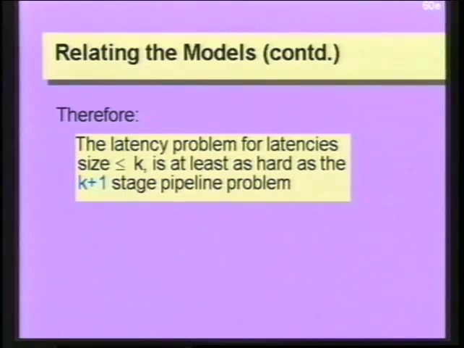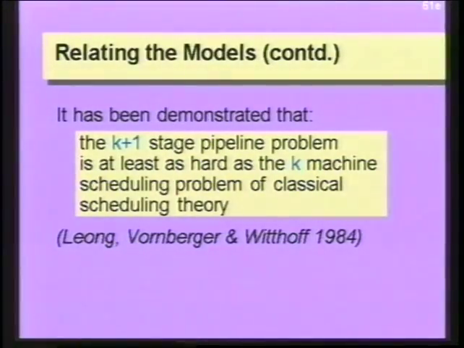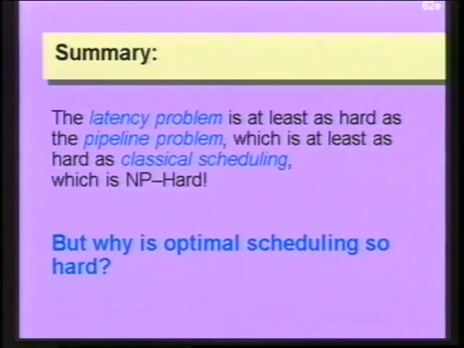Therefore, we know that the latency problem for latencies of size k is at least as hard as the k+1 stage pipeline problem. This is because a latency problem can model more complicated things than a pipeline problem. Because remember, for the latency problem, you can drop out at any stage along the way. You don't have to go all the way through as you do with a pipeline problem. Now, it's known that the k+1 stage pipeline problem is at least as hard as the k-machine scheduling problem from classical scheduling theory. So what that tells us is that the latency problem is at least as hard as the pipeline problem, which is at least as hard as the classical scheduling problem, which is NP-hard. So we know that all of the problems that we want to solve, at least the ones we've looked at so far, are NP-hard. Well, that's kind of discouraging. The next question you might ask is, why should these be hard? Why should scheduling something optimally be hard?